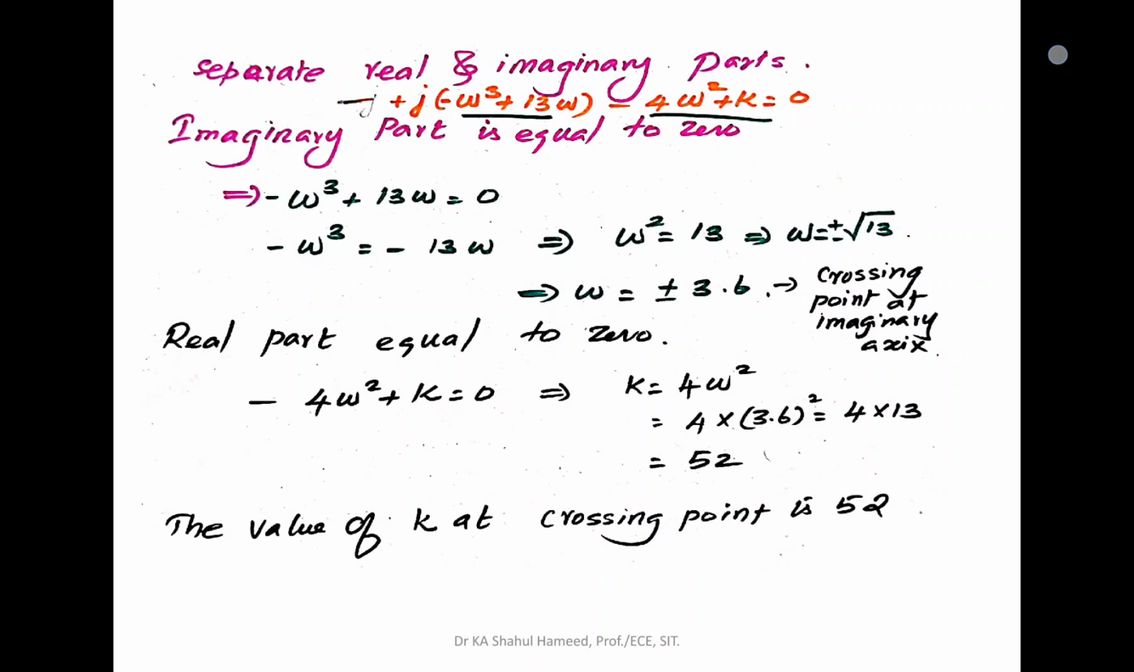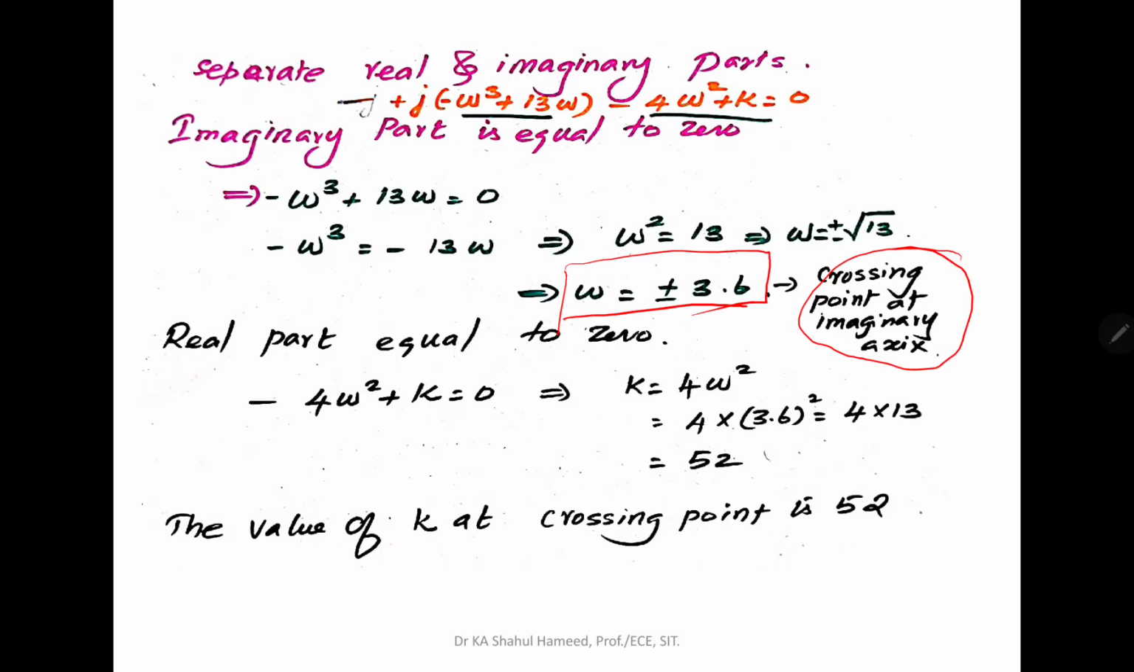Now the square root of 13 is, omega is equal to plus or minus 3.6, and this is the point at which the root locus branch crosses the imaginary axis.